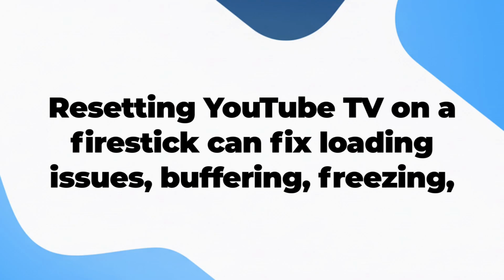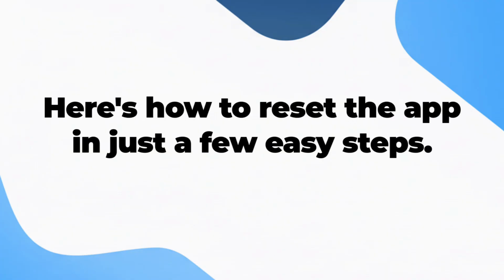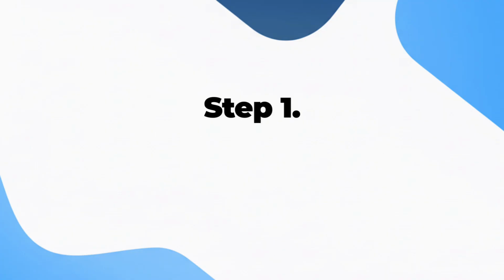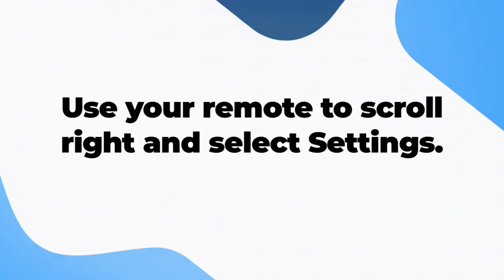Resetting YouTube TV on a Firestick can fix loading issues, buffering, freezing, and sign-in problems. Here's how to reset the app in just a few easy steps. Step 1. Go to Firestick Settings. From the Firestick home screen, use your remote to scroll right and select Settings.